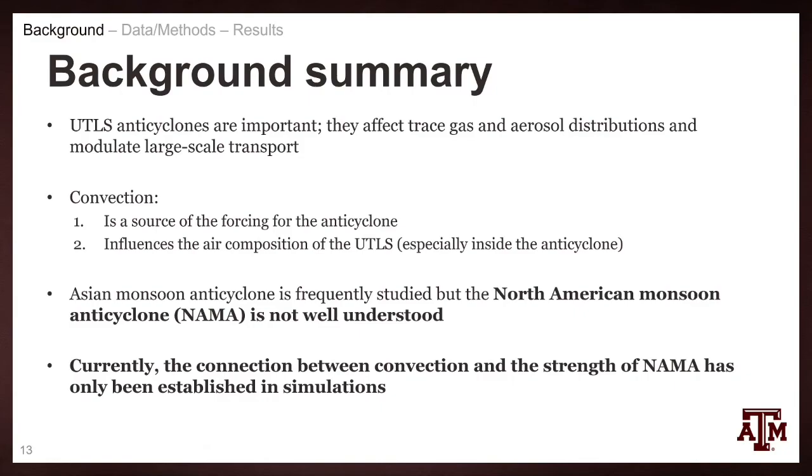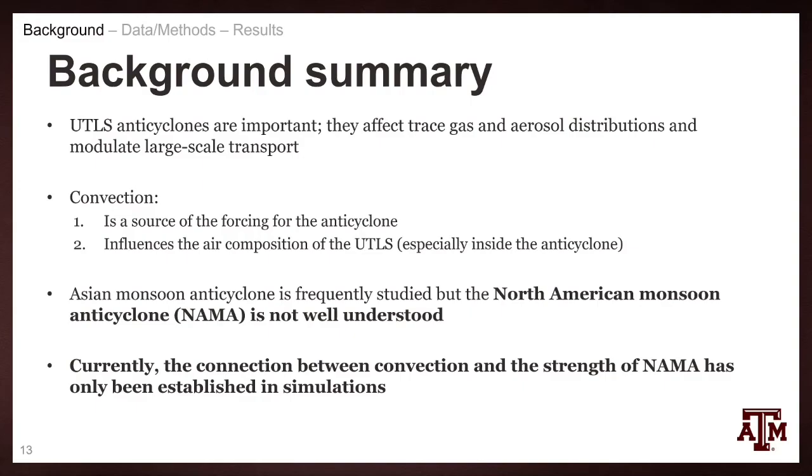So a quick summary of the background. UTLS, or the upper troposphere and lower stratospheric, anticyclones are important because they affect trace gases like water vapor, and they also affect the aerosol distributions and how they are transported on the large scale. And we were able to see that convection is a source of the forcing for the anticyclone, and this is demonstrated both in theory as well as in modeling. When we looked at the water vapor and aerosol in the upper troposphere, we can see that the anticyclones are influencing the large-scale distribution of these gases. So these anticyclones are important.